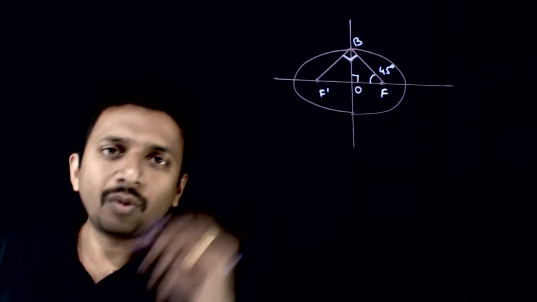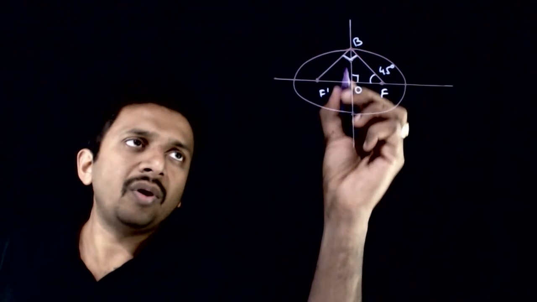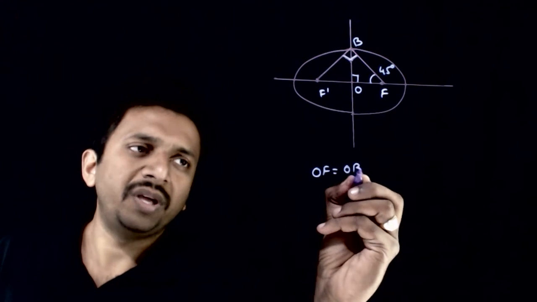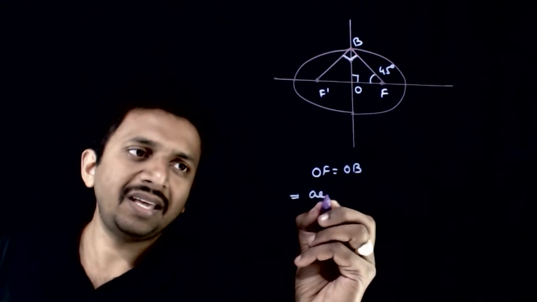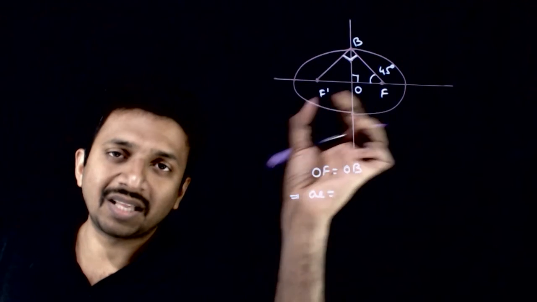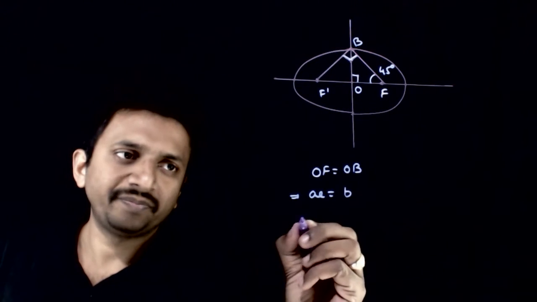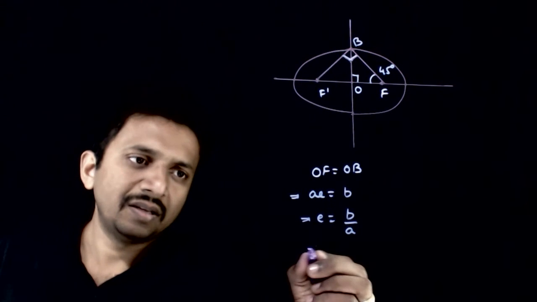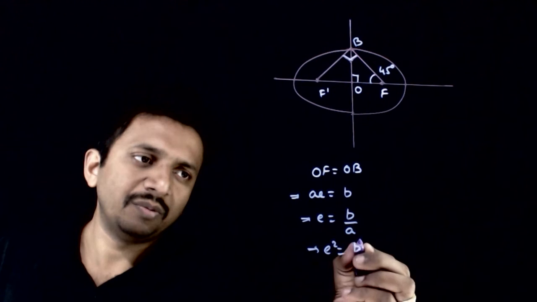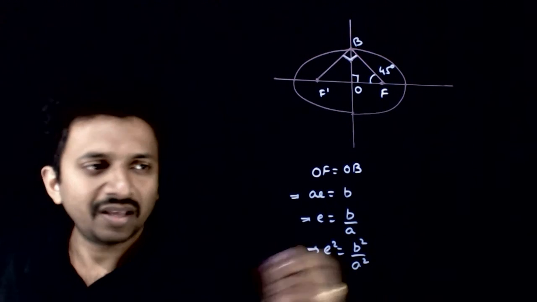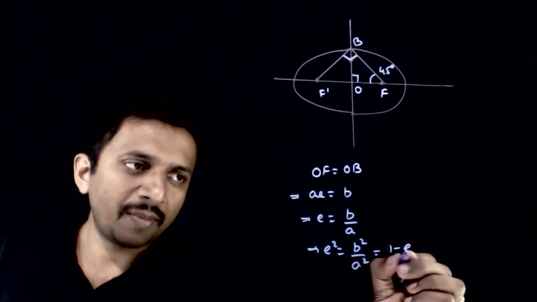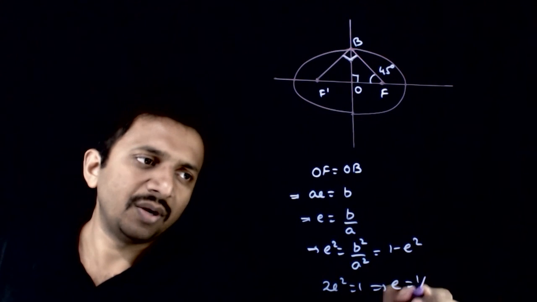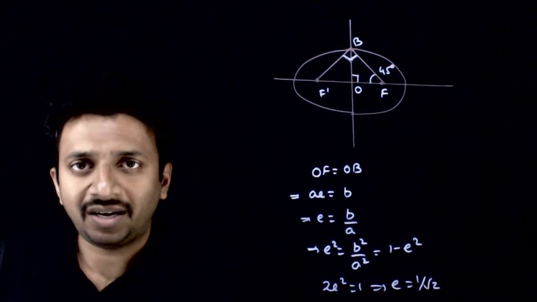Now, if you take O as the center, in the triangle OFB, OF has to be equal to OB, right? This implies AE is equal to B. E is equal to B by A. So E square is equal to B square by A square. And B square by A square is nothing but 1 minus E square. So 2E square is equal to 1. E is equal to 1 by root 2, which is the right answer to this question.